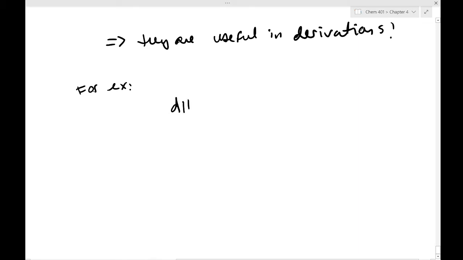Consider the infinitesimal change in enthalpy, not entropy, written in terms of its natural variables. That would be S and P. This is the natural variable equation for enthalpy.